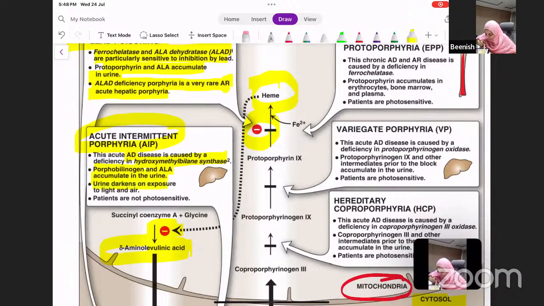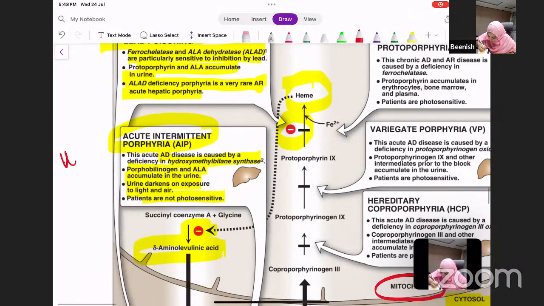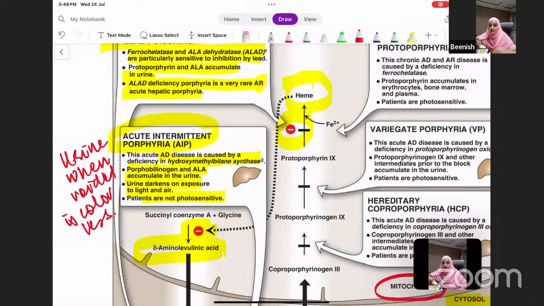The urine darkens on exposure to light. When the urine is voided, it is colorless, but on standing, it is going to darken. The patients are not photosensitive.